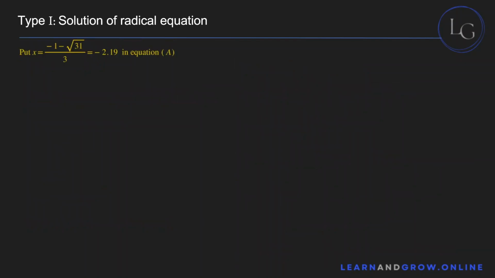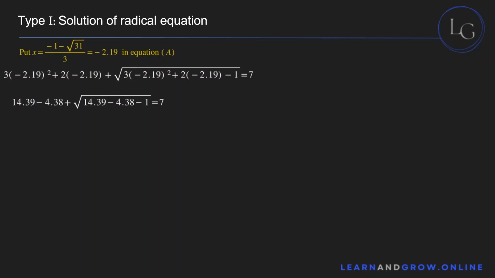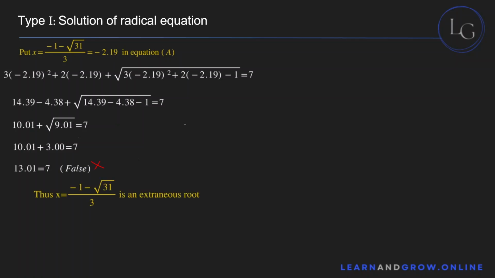The third solution that we had, we'll plug that into the same equation. Upon solving, this turns out to be false because the left hand side is not equal to the right hand side. So basically, this particular solution is not really a solution. This is an extraneous root. This is how deceiving the radical equations are.